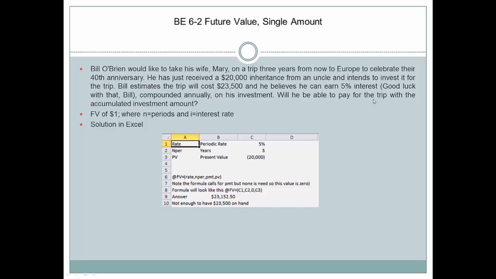What will he be able to pay? Will he be able to pay for the trip with the accumulated investment amount? So this is the future value of 1, where n equals the periods and i equals the interest rate.